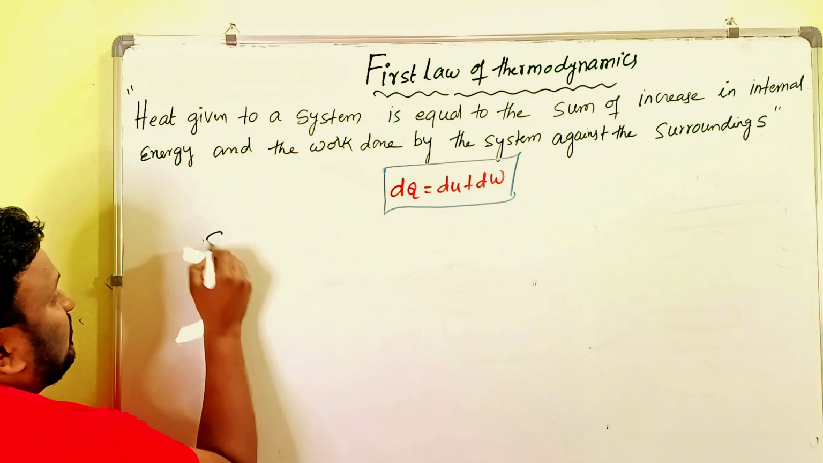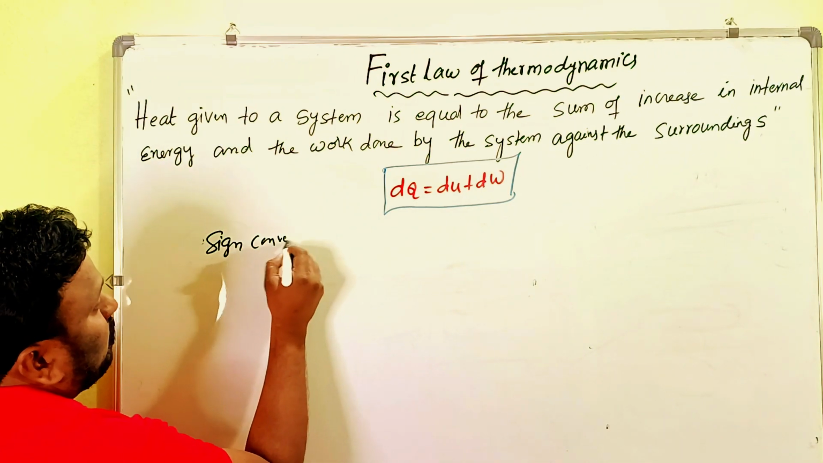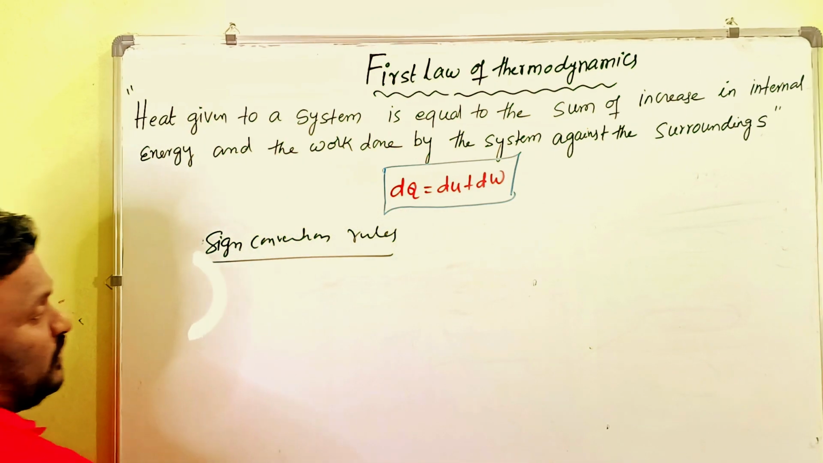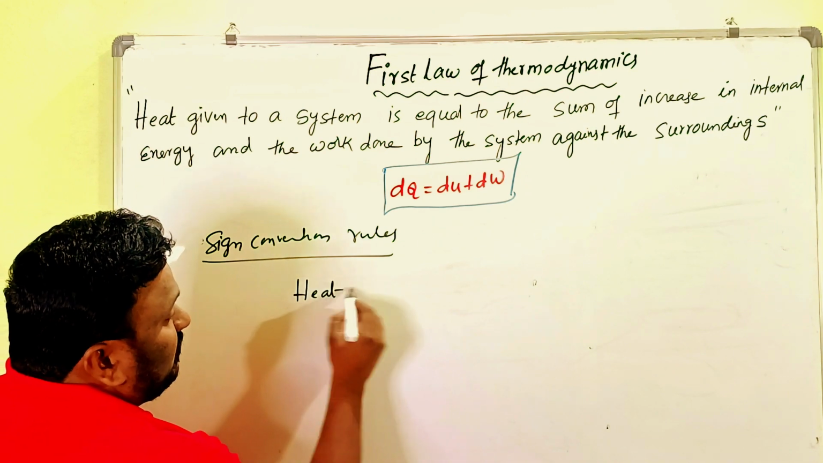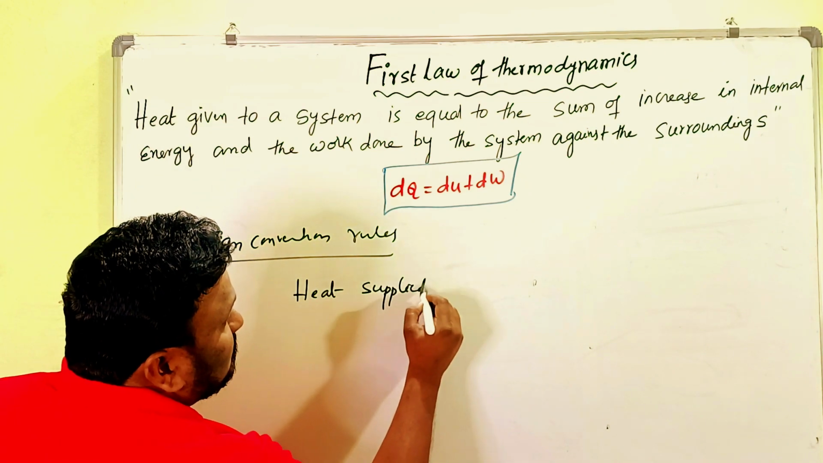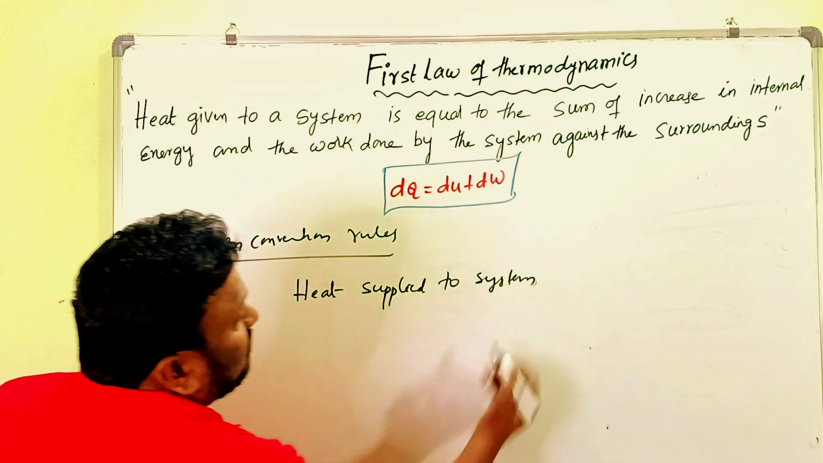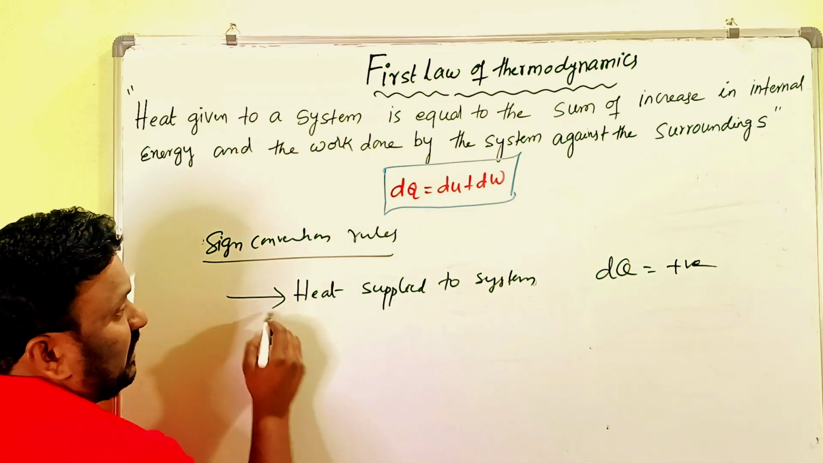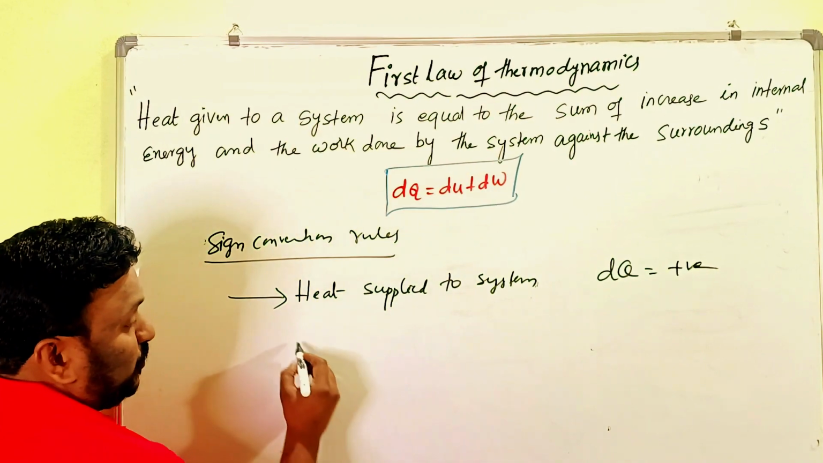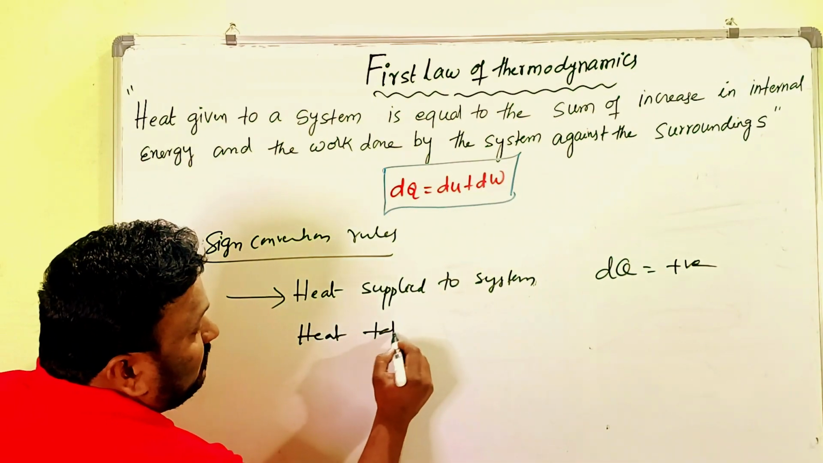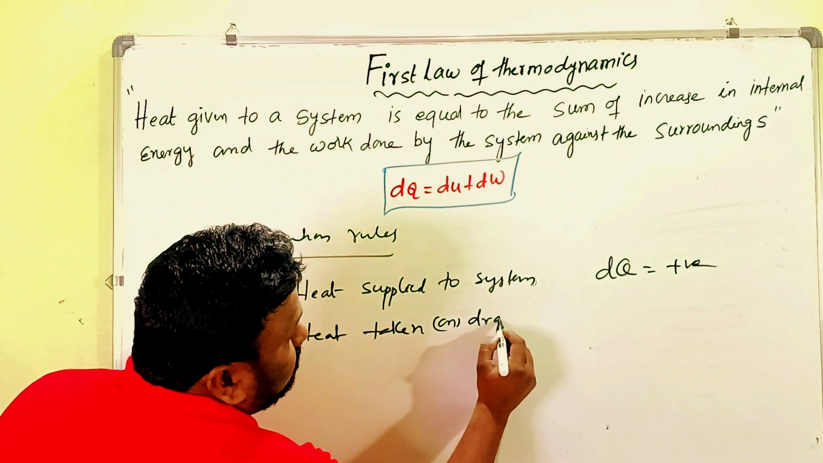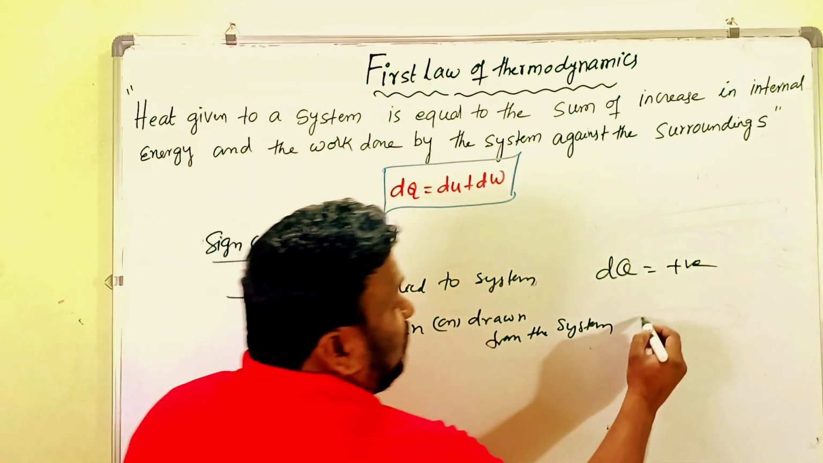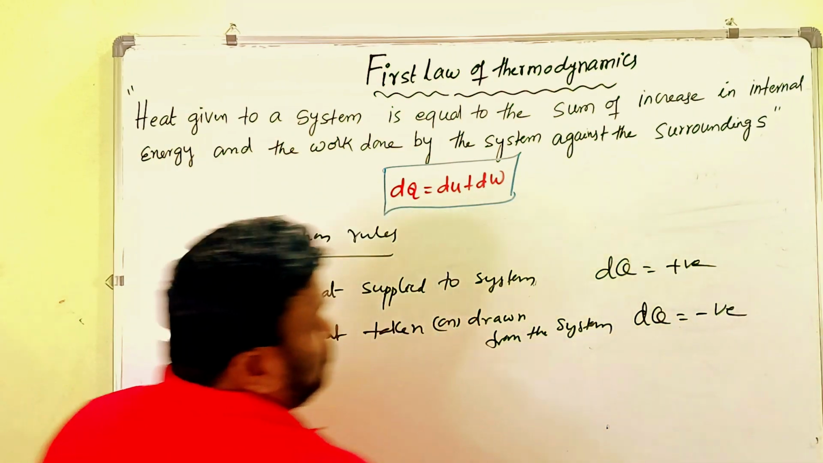First we are going to discuss the sign convention rules to use the first law of thermodynamics. When heat is supplied to the system, then dq is taken as positive. Clear? When heat is taken or drawn from the system, then dq is taken as negative.